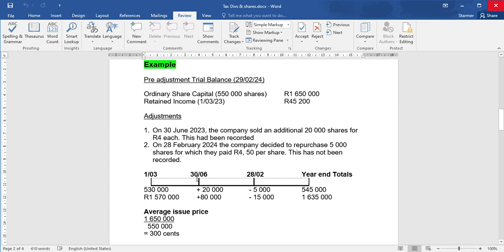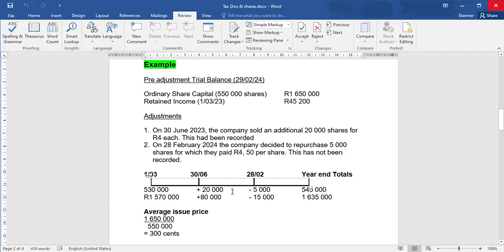So I draw a timeline here to show what has happened during the year. And what I do as well is I separate. I have number of shares, and then on another line I have the Rand value of those shares. So on the 30th of June then, you increased your shares by selling 20,000. So that's 20,000 shares times 4 Rand each will give you the 80,000 Rand. Now that transaction had been recorded, which means this 1650 up here includes that extra sale of shares.